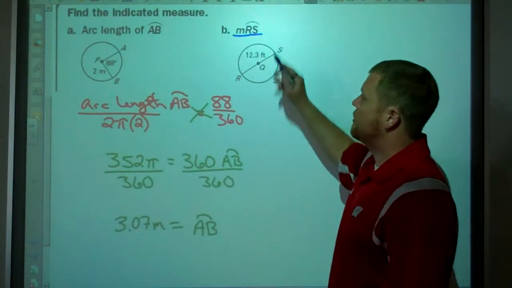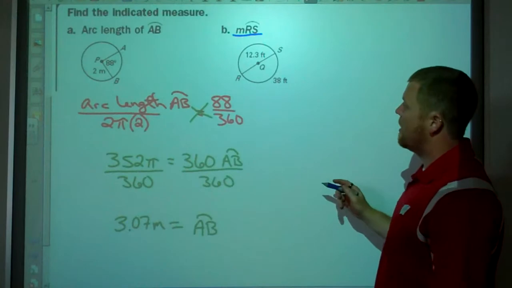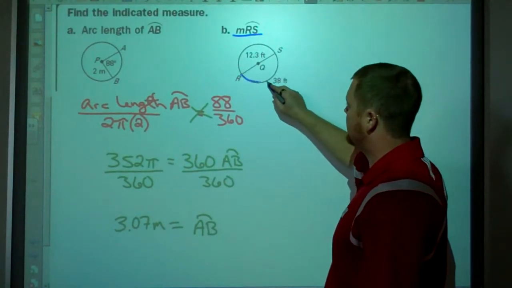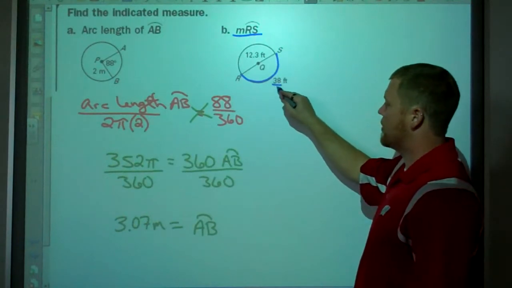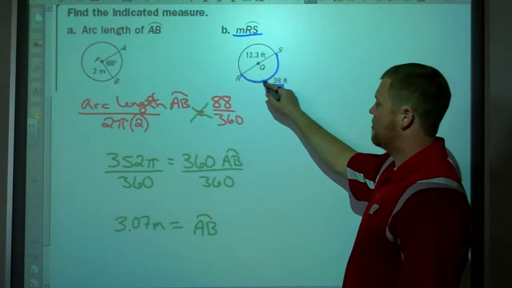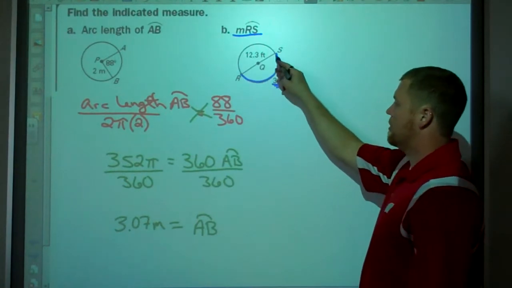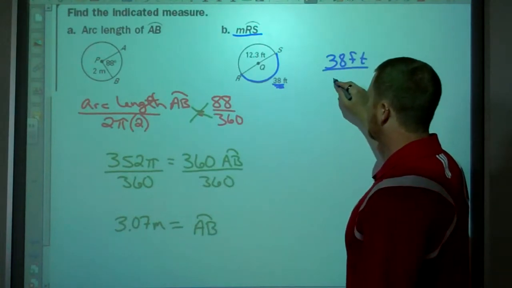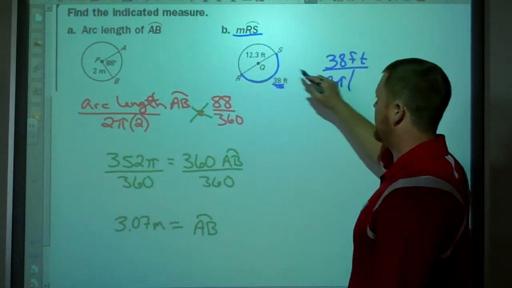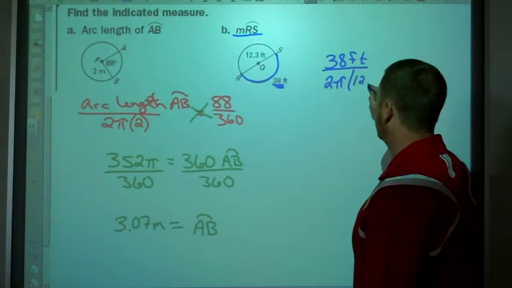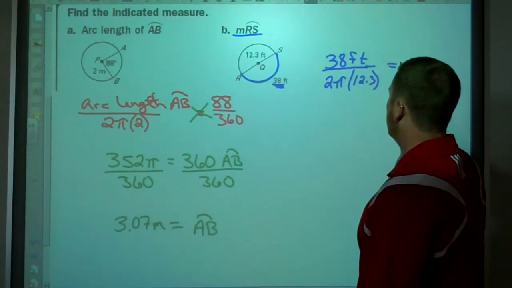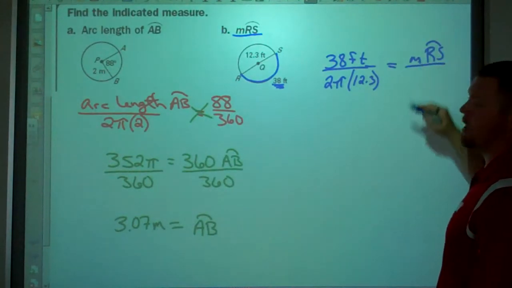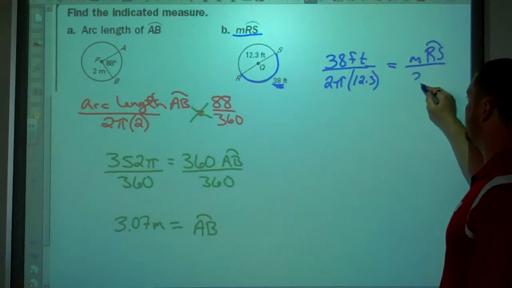They want the measure of the arc now. So now they're telling us the arc length, which is from R to S here, that's 38 feet. I know that because it's written in between R and S here. So that's telling me that's the arc length. So the arc length is 38 feet divided by the circumference, 2 pi, and the radius is 12.3, equals the measure of the arc. So now we're talking about the angle measure, and then divided by 360.